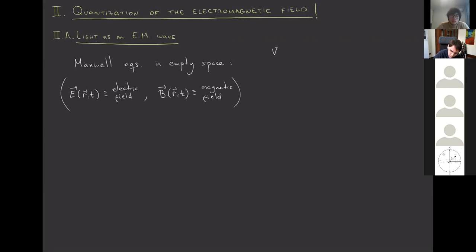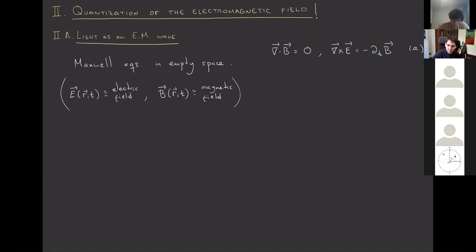So we have two equations. The first one is that the divergence of the magnetic field is zero. And the second one is that the curl of the electric field is equal to minus the time derivative of the magnetic field. So these two equations, let me call them A, are true everywhere. So not only in empty space, but everywhere. So also in materials, so wherever you are, these equations are always satisfied by the magnetic and electric fields.